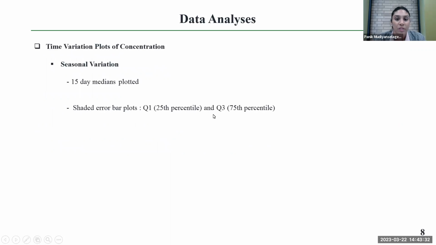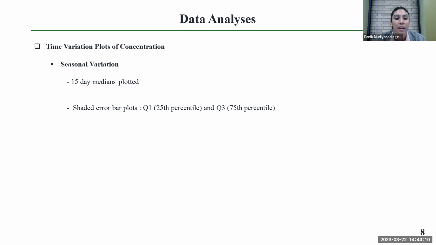Okay. So this is the first analysis that we did, which is a time variation plot of concentration. We wanted to investigate both the seasonal and daily variation. When looking at the seasonal variation, we binned the concentrations into 15-day bins, and we calculated the median concentration for each. The medians were taken to avoid the influence of outlier values and extreme values. And because the 15-day medians were plotted, we were able to see the trends more closely and more clearly.